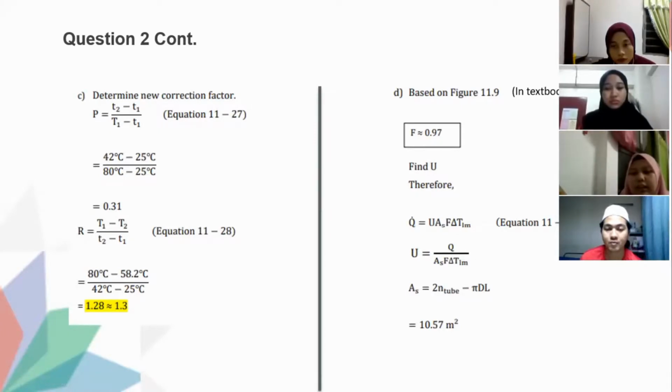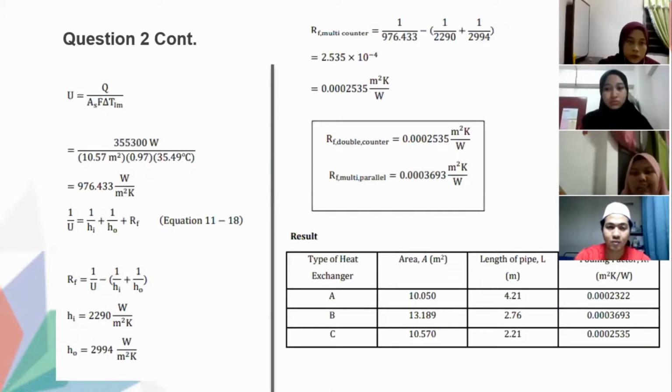using the equation Q equals U A F delta T LM. Calculate the area first, and the area is 10.57 since it's a tube. Then we can calculate the value of U. We get 976.433.